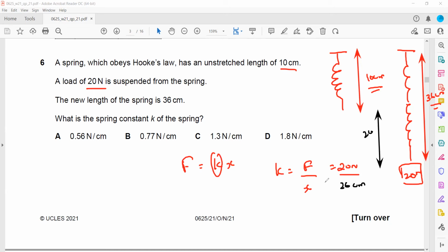And why did we not convert the centimeter into meter? Because all the options are in Newton per centimeter, so it means the length should be in centimeter. If all options were in Newton per meter, then we would have to convert the length into meter. So it will be 20, the force, divided by the extension. So that is 0.769, which is equal to 0.77. So option B is the right answer for this.